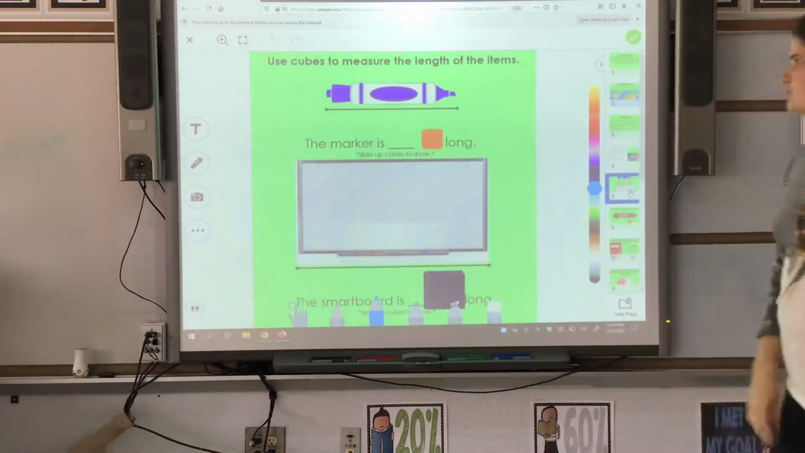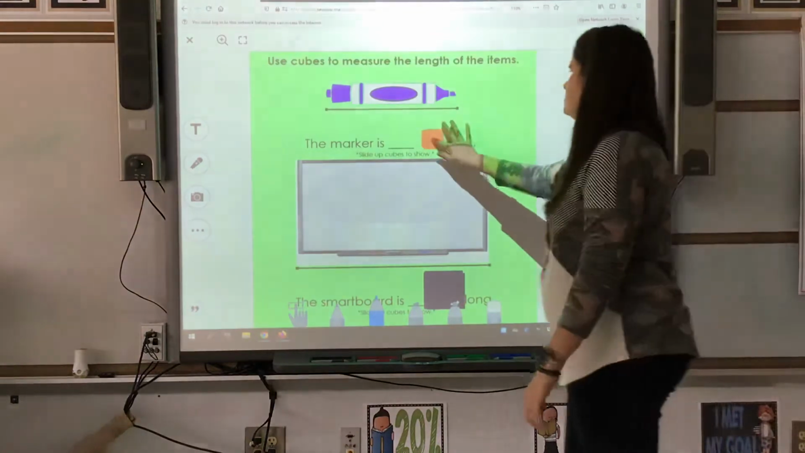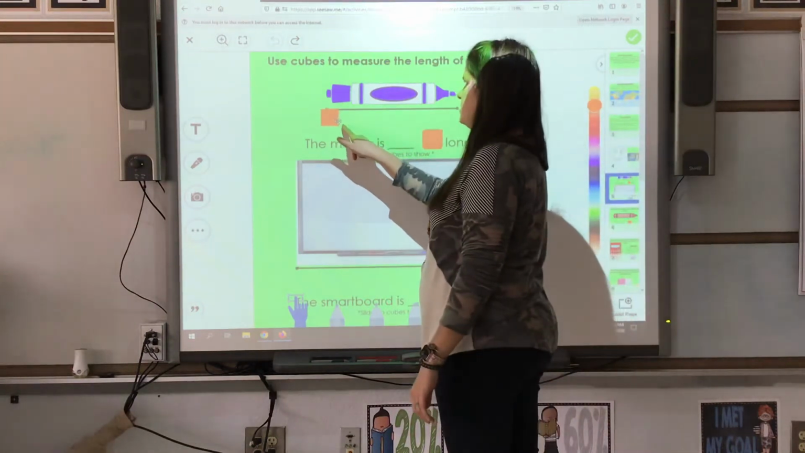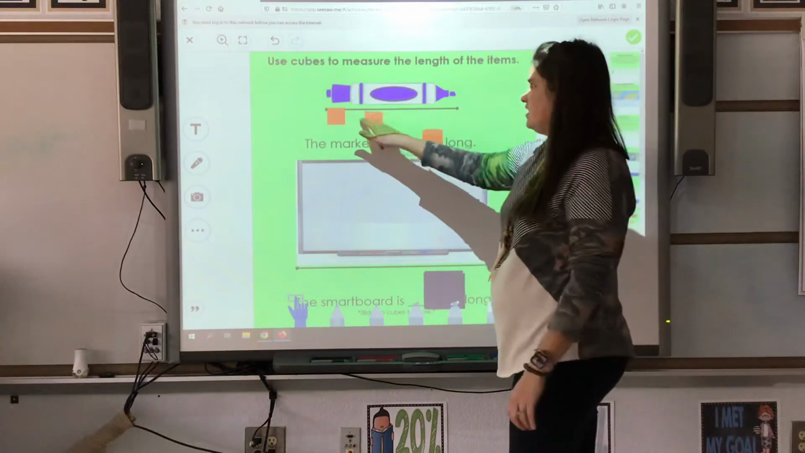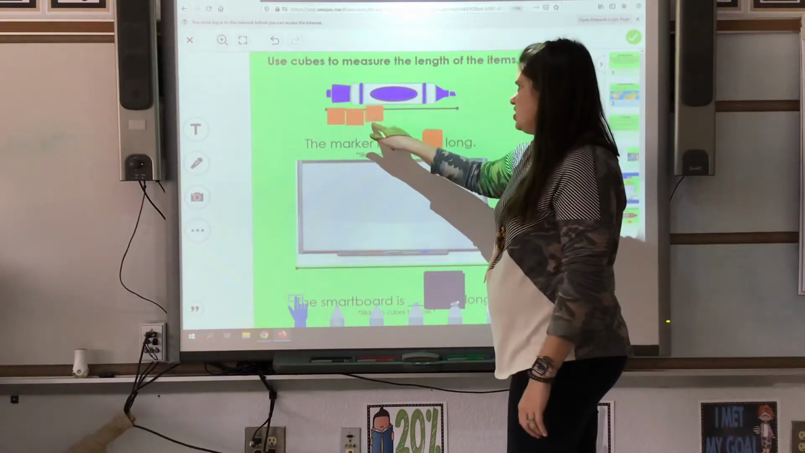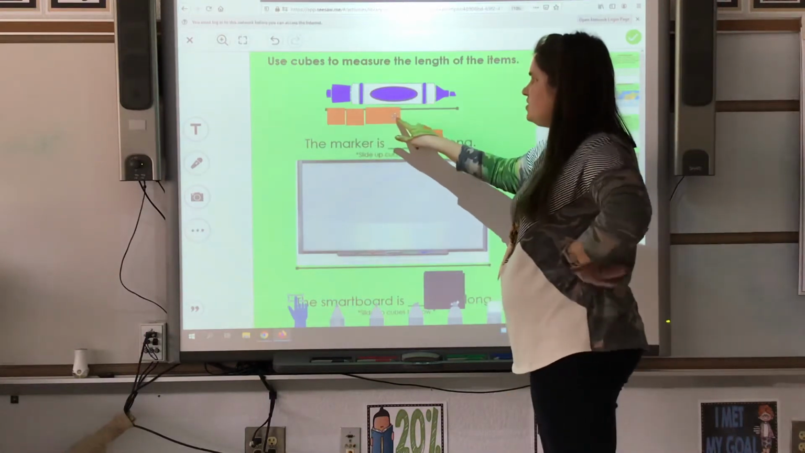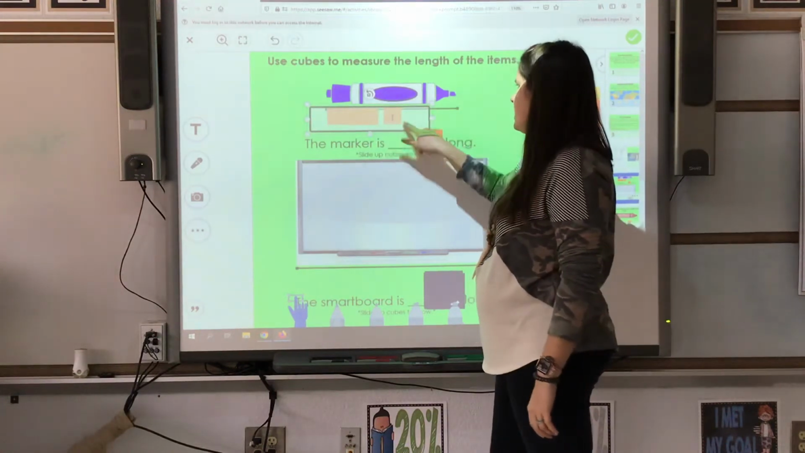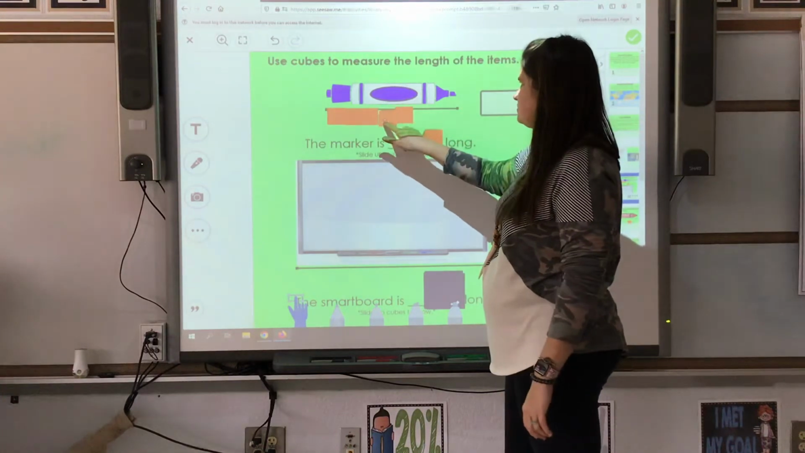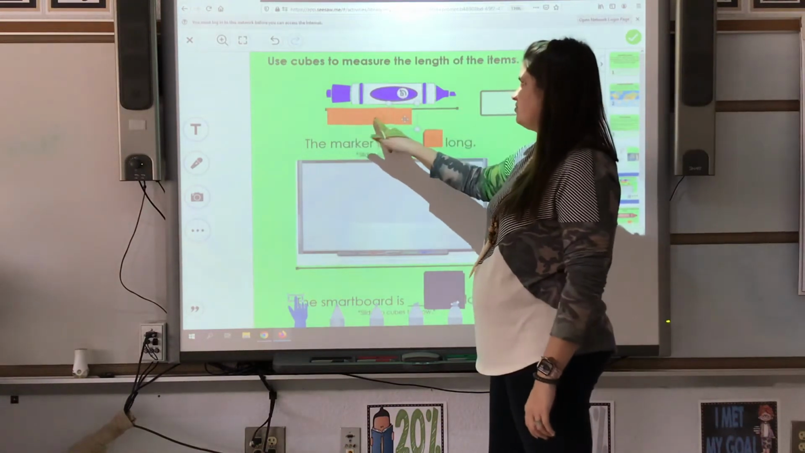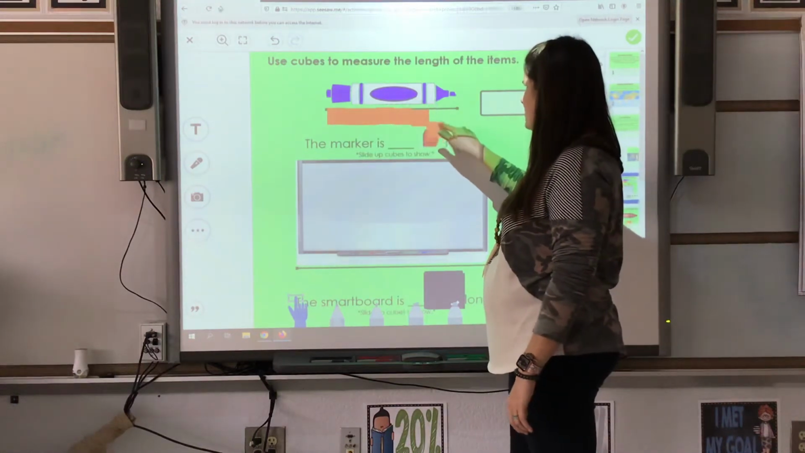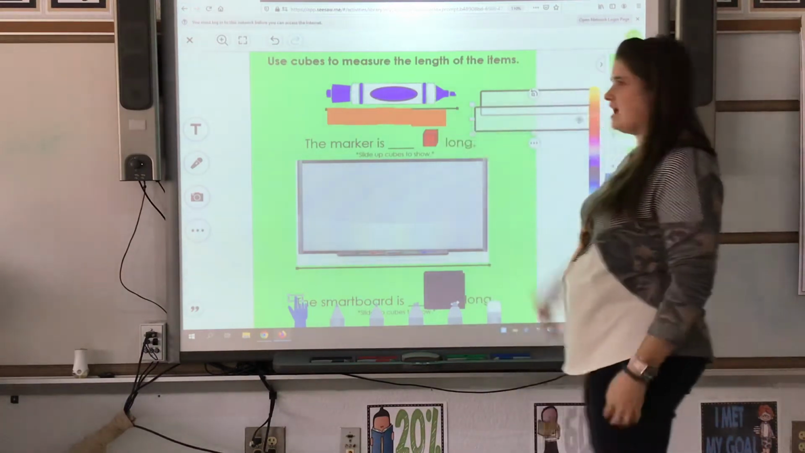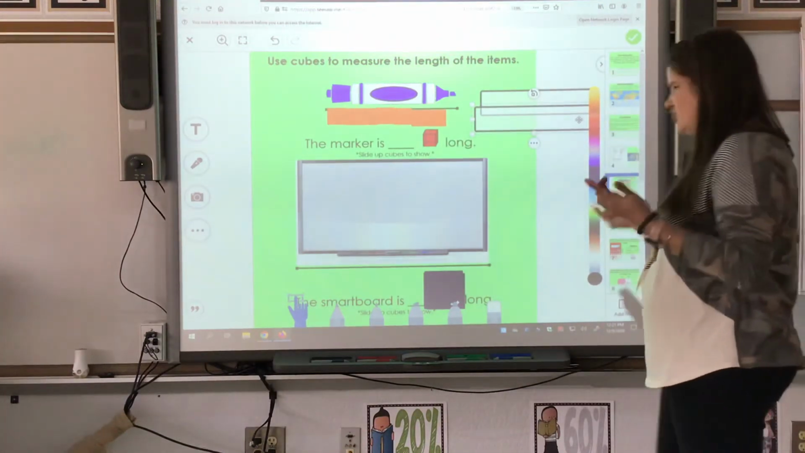These say use cubes to measure the length of the items. These cubes you can manipulate, to put them underneath so that you can measure the length of each item. When you measure an item using cubes or pieces of paper, you need to make sure that the items are touching. If they're not touching, you won't get an accurate measurement. So now I have 1, 2, 3, 4, 5, 6, 7. Well, if I had one more, I would know that that was 8 cubes long.